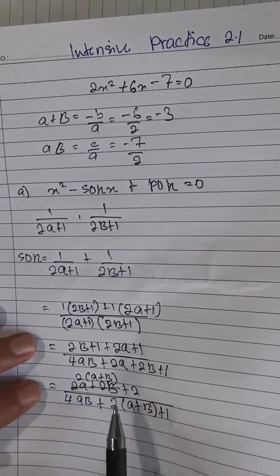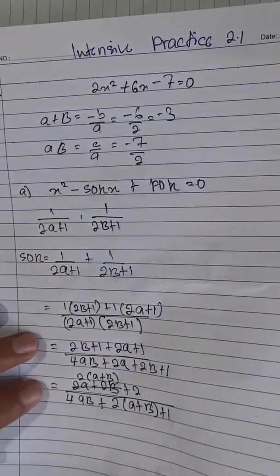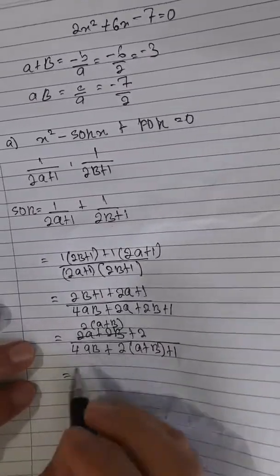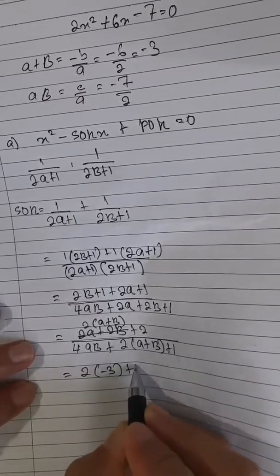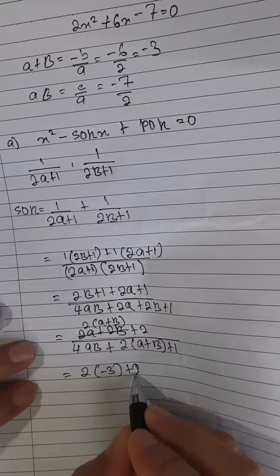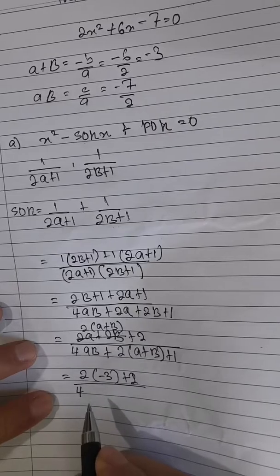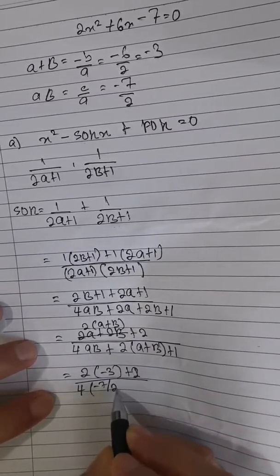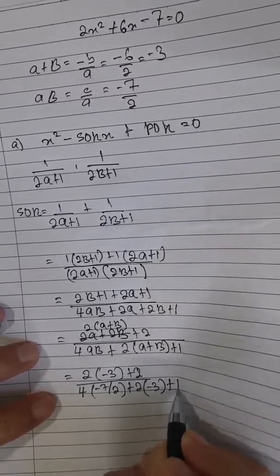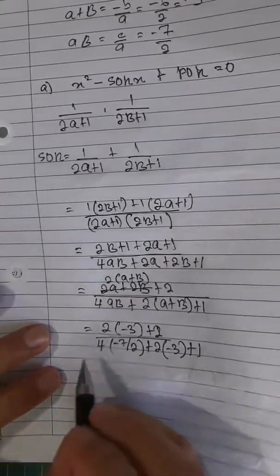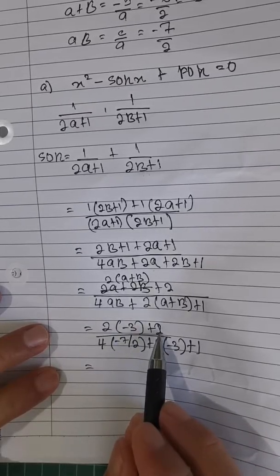Now is the time for us to replace alpha plus beta as negative 3, and alpha beta as negative 7 over 2. So on top, 2 times alpha plus beta will be 2 times negative 3, plus 2. And below here will be 4 times negative 7 over 2, plus 2 times negative 3, plus 1. On the top, 2 times negative 3 will be negative 6. Negative 6 plus 2 will be negative 4.